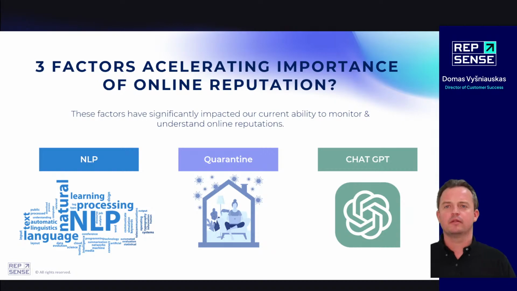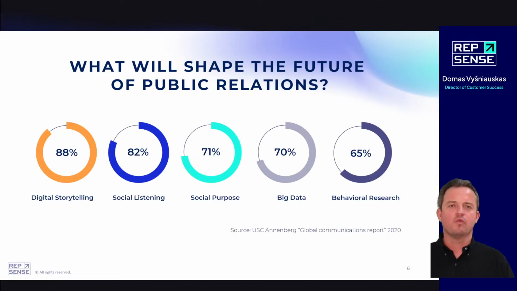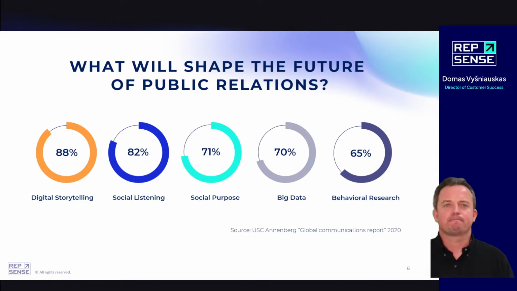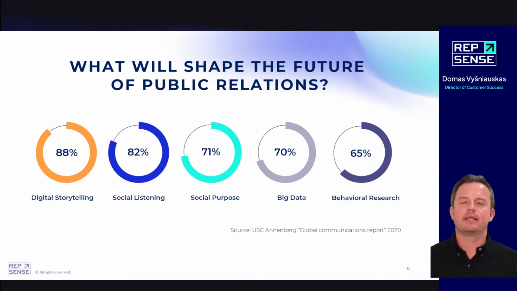NLP, quarantine, and ChatGPT. So, what are the other trends that are shaping the future of public relations, and what techniques have the biggest impact on reputation? And this is a study from 2020. Currently, of course, not so many studies have been made, but there are five big trends that are happening with public relations online. Of course, digital storytelling.